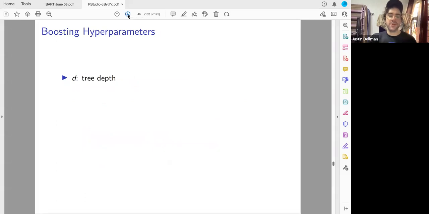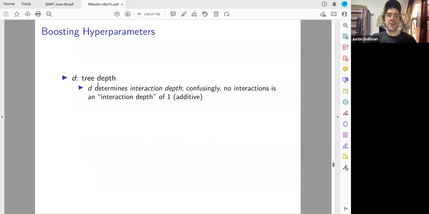So before I get on, we're going to go from hyperparameters to performance. Among the hyperparameters, we've got D, the tree depth, as mentioned before. It's both called and does determine the interaction depth. Remember, one benefit of trees is that without even trying, they include interactions between variables. But a tree depth of one, which means one split, gets you no interactions. Confusingly, no interactions is an interaction depth of one. That's a terminological stumbling block.